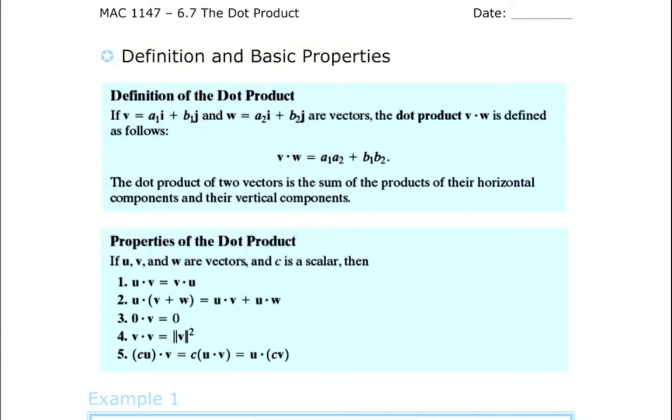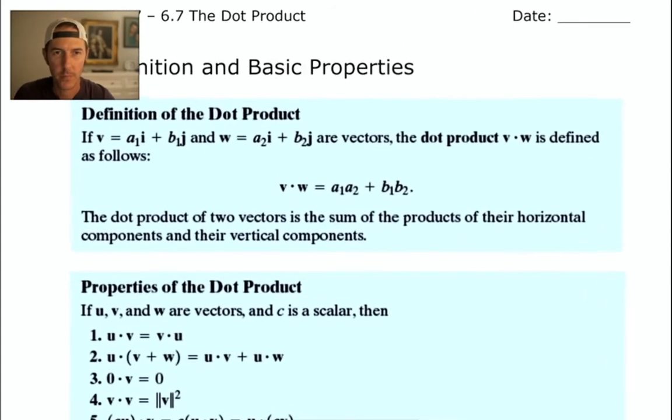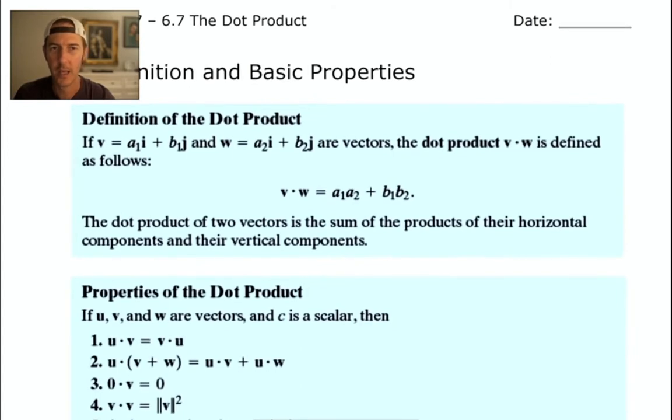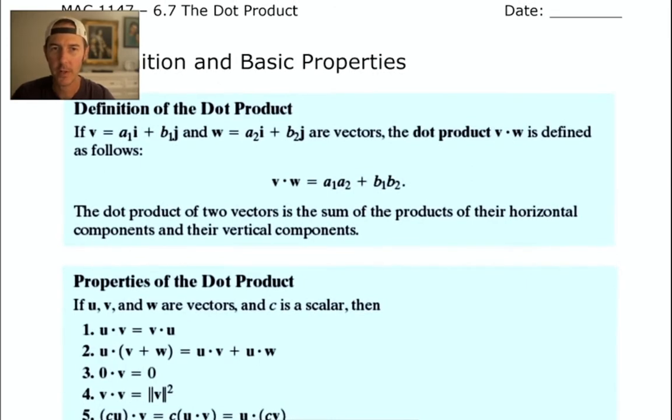The first thing we're seeing here is the definition of the dot product. If we take two vectors, v and w, and they're defined in this first blue box for us, v is equal to a1i plus b1j, and w is there with different coefficients on i and j. Then the dot product, v dot w, is equal to the product of the i coefficients plus the product of the j coefficients.